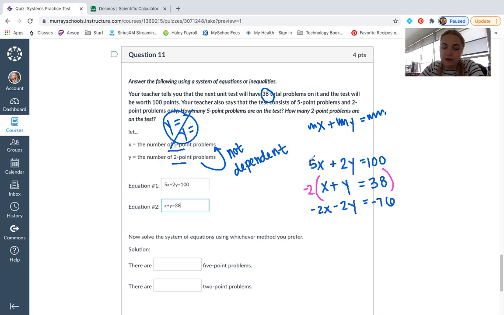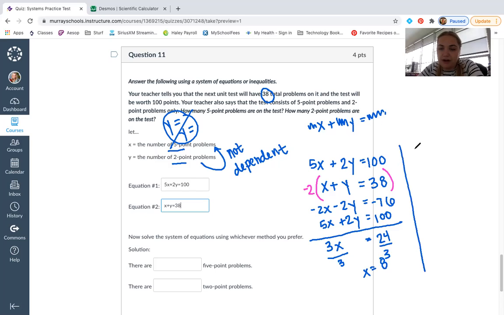I'll rewrite the first equation down below it. So 5x plus 2y equals 100. Now I have my opposites on the y's. I can draw a line and start combining them. So 3x, my y's eliminated, -76 and 100 combined makes 24. Then I can divide by 3, and I get x equals 8. So there are 8 of the 5-point problems.